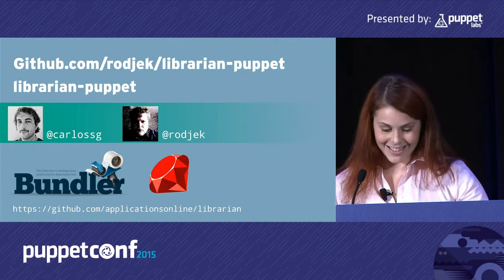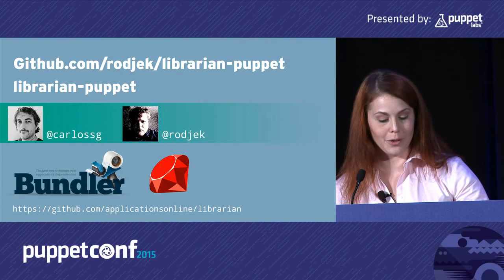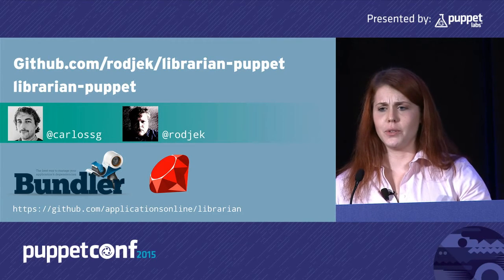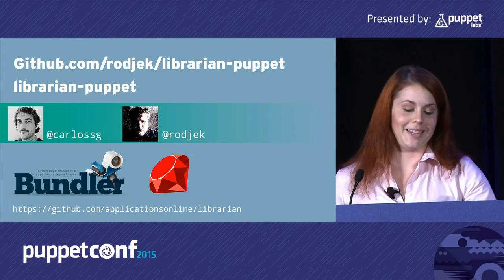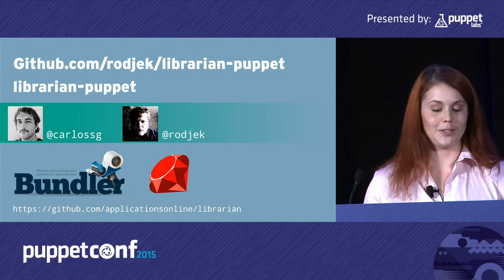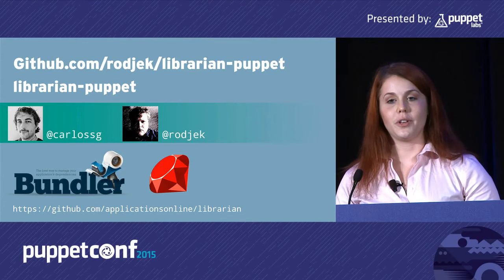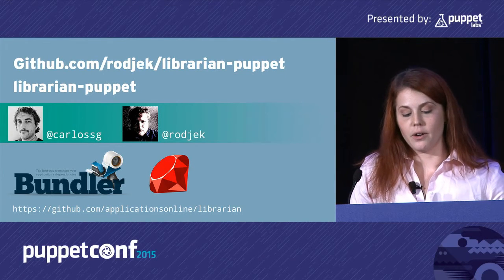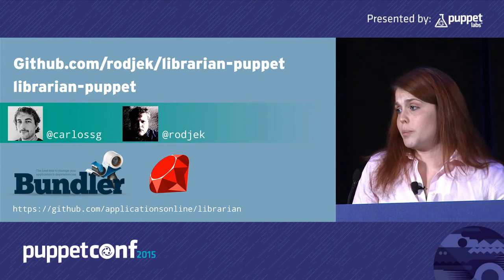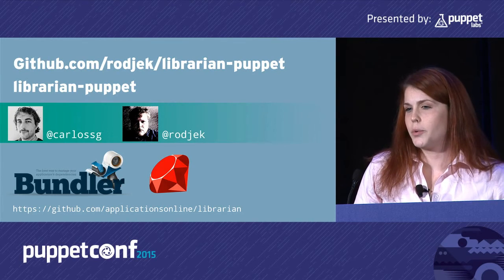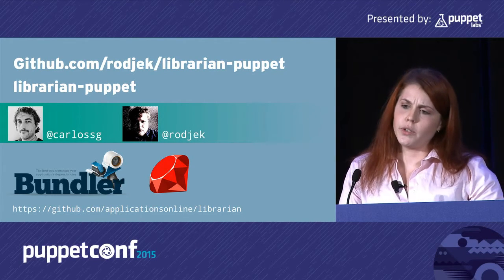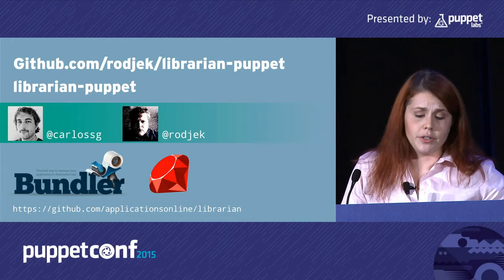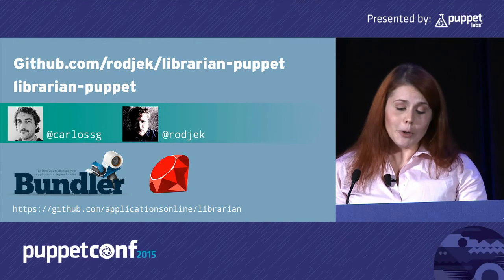So the website tagline for Librarian-puppet is, you can all stop using Git submodules now. Because this is kind of the successor. It was started in 2012 by Tim Sharpe, and it's now maintained by Carlos Sanchez. And even though it's been around for a while and there's a successor to it, it's still pretty active. It's built off the Librarian Bundler framework, which Bundler is also built from, and it's in Ruby.